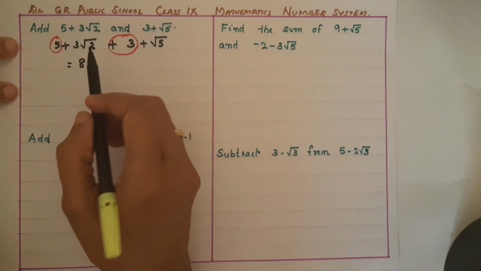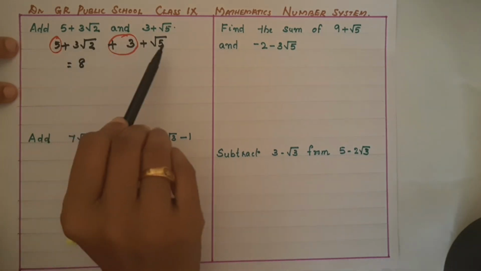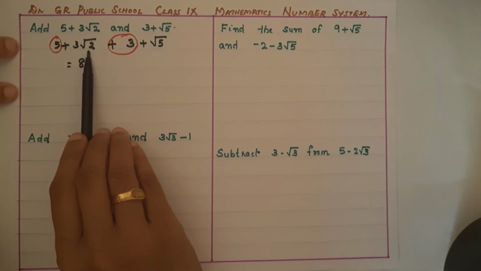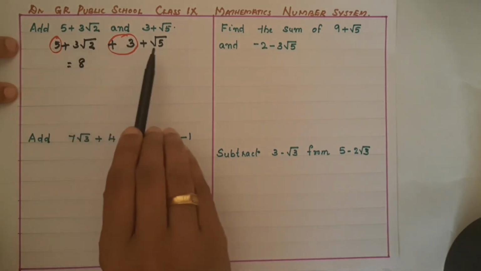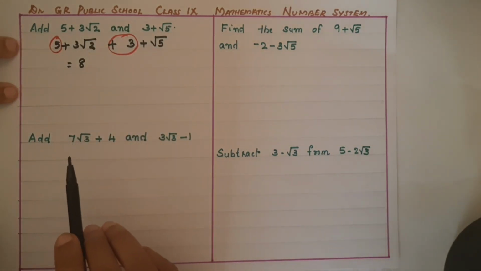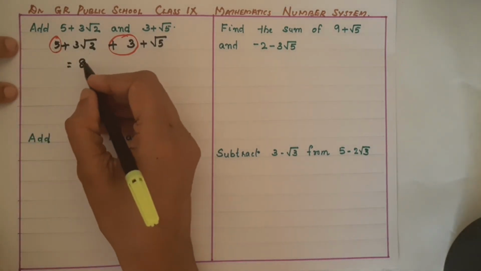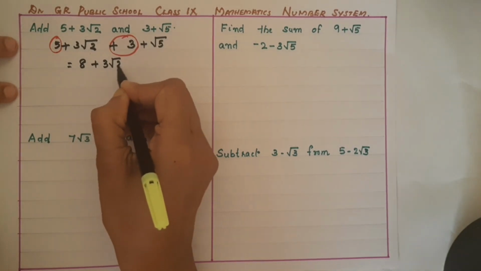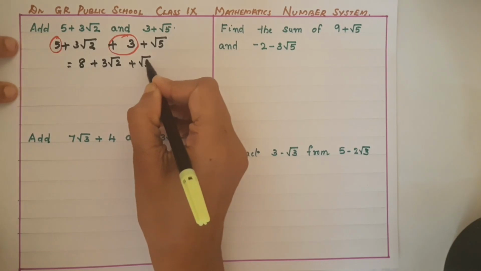Then, now check the irrational part. Can we add these two irrational numbers? No, because here we have root 2 and here we have root 5, different surds. And we have discussed we can't add or subtract different surds. Okay, so we have to write as it is. So we can write plus 3 root 2. Then here we have plus root 5.